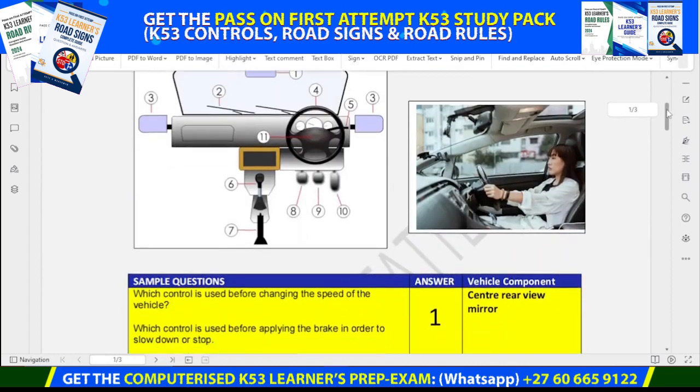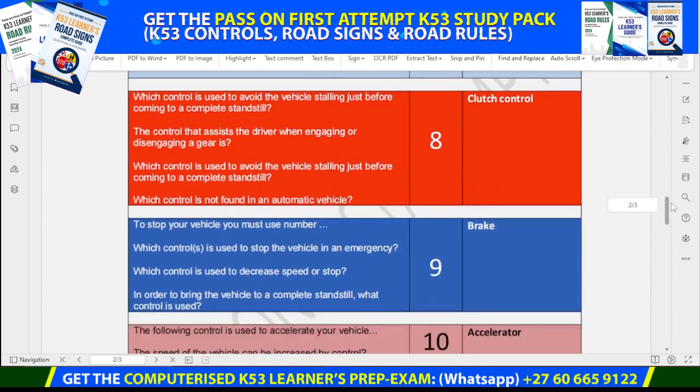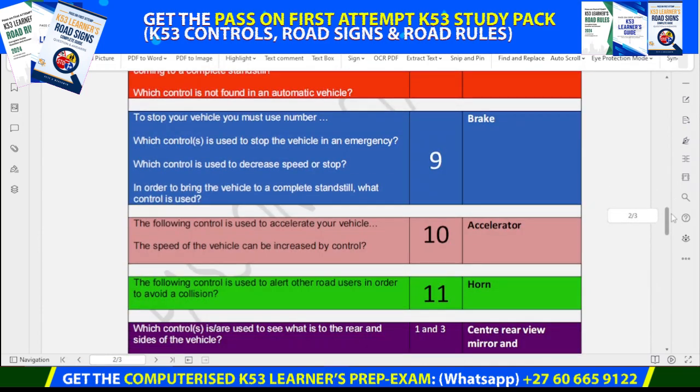Like I said before, control 9 is the brakes, right? I've explained the difference between the handbrake and the brakes. I have met some people that get confused on that, okay? The brakes are used to stop the vehicle or reduce the speed of the vehicle. If the question says to stop your vehicle you must use the brakes, that is control 9. If the question says which control is used to stop the vehicle in an emergency, that is control 9. Here we are stopping an already moving vehicle, so it's not the handbrake. The handbrake is not used to stop an already moving vehicle. Essentially it is used to keep a vehicle stationary.